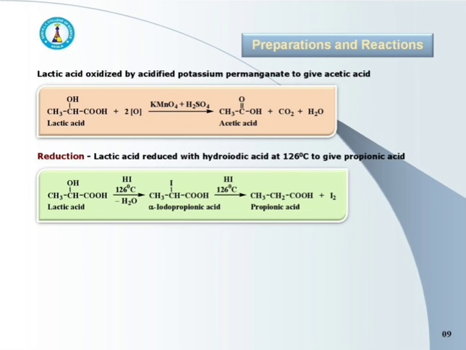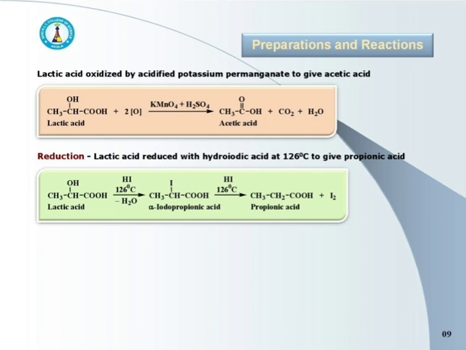The same lactic acid, when treated with acidified potassium permanganate solution, undergoes oxidation to give acetic acid. In the previous reaction, there is a formation of pyruvic acid. Here, the formation of acetic acid. Observe the reaction. Here, there is formation of acetic acid along with the elimination of CO2 and H2O.